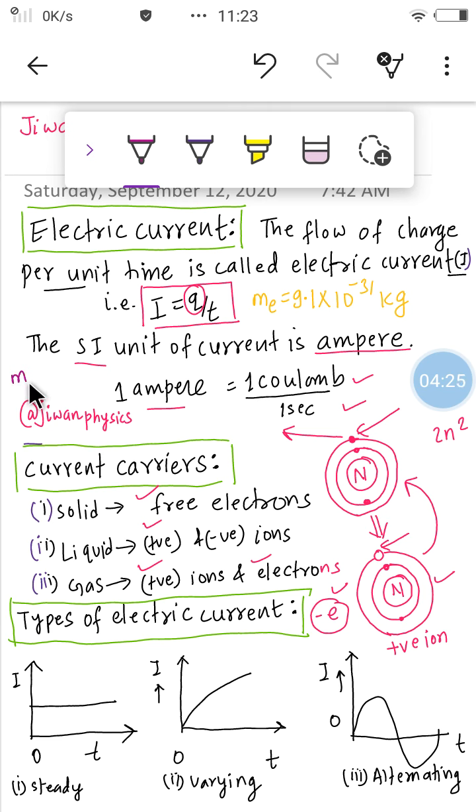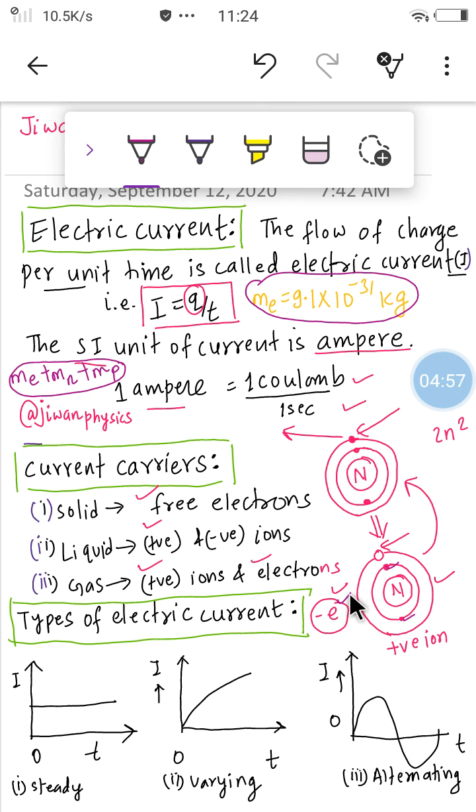The mass of positive ion equals the mass of electrons, these two electrons in the innermost orbit, plus the mass of neutron plus the mass of proton. So we can see that the mass of positive ion is more in comparison to the mass of electron, and this electron is not created, the electron is released from the atom, electron is knocked out from the atom. So we find that positive ion is massive.